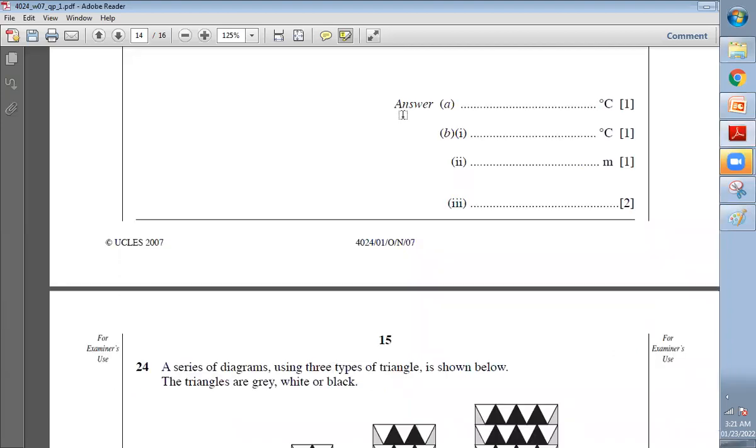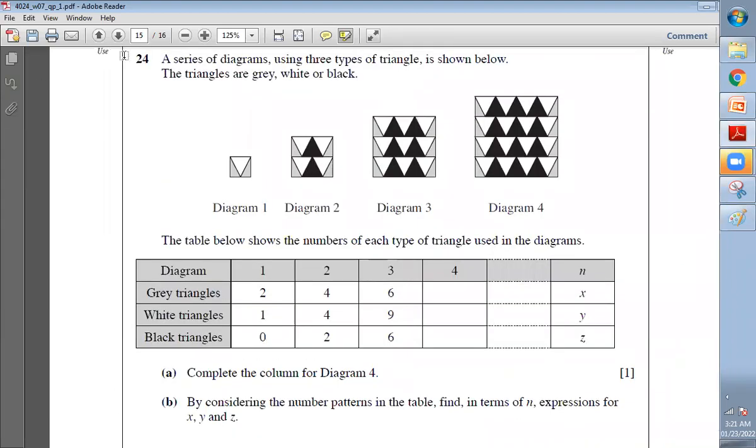So 1, 1, 1, and 2 marks. Okay. Here we go. We have question number 24. A series of diagrams using 3 types of triangles is shown below. The triangles are gray, white, or black.